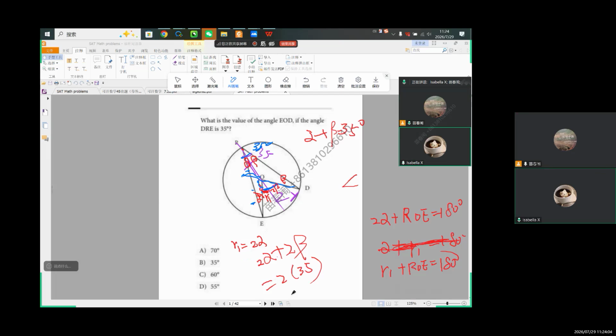But we don't really do that in the test. I thought you proving meant by R1, I thought you meant like the whole angle, so I was confused. Okay, yeah, so it's like 70. But we don't really remember a theorem like that. It would take a little too much time.